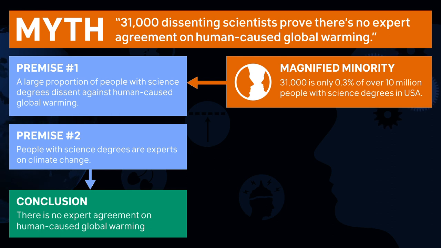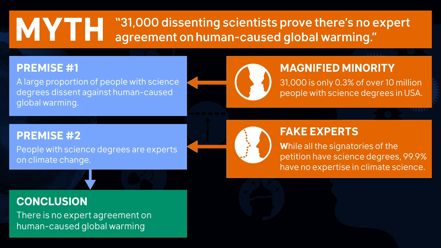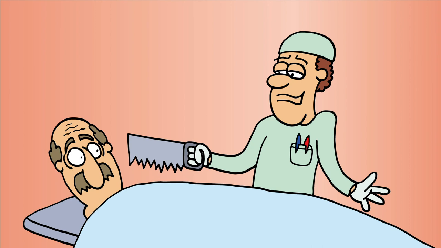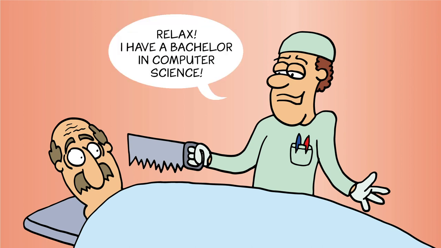The second premise assumes that people with science degrees are experts on climate change. This is another false assumption. Having expertise in one field doesn't grant you expertise in another field. This is the rhetorical technique of fake experts, or argument from false authority. We know the danger of fake experts in everyday life. If it's something important and complicated, we want someone with relevant expertise, not a degree in some other field.